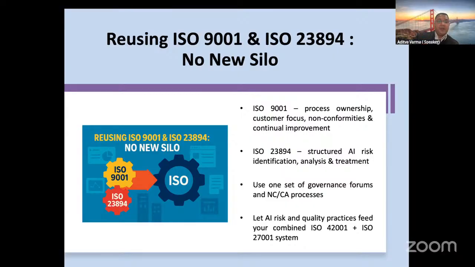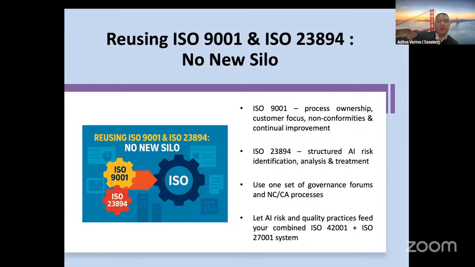So if you already have, say, the quality standard, ISO 9001, you have a strong quality backbone: clear process ownership, customer and stakeholder focus, non-conformities and corrective action, and management review. ISO 23894 provides the mental model for AI risk, how to identify, assess, and treat risks such as bias, harmful output, lack of robustness, or misuse.